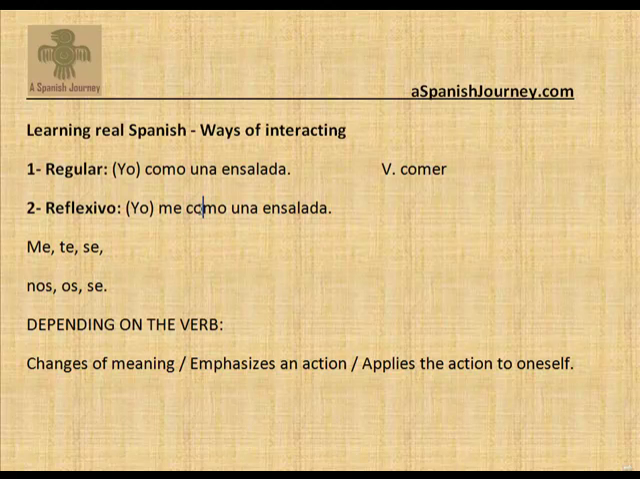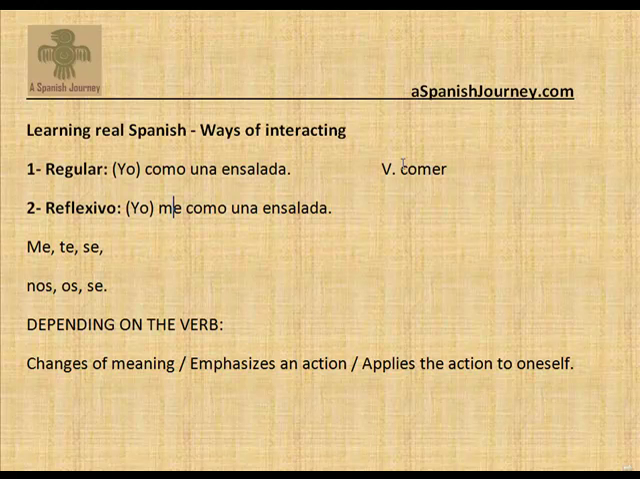Okay, so I'm eager to eat the salad. I really want to do it. I decided to eat the salad. In any context that you might be and you're going to use it because you really want to do it, you're going to use the reflexive pronoun. And that is something taken from real Spanish, actually. People usually say that. Okay?